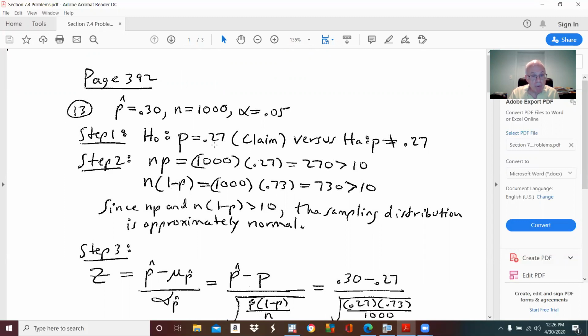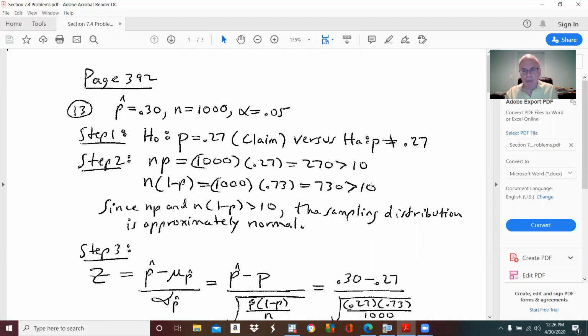And p in this case is 0.27. So when I multiply 1,000 times 0.27, I get 270. When I multiply 1,000 times 1 minus 0.27, or 0.73, I get 730. I say they're both bigger than 10. I think your book says bigger than 5. It doesn't matter. They're so much bigger than both those numbers. We can say that the sampling distribution is approximately normal.